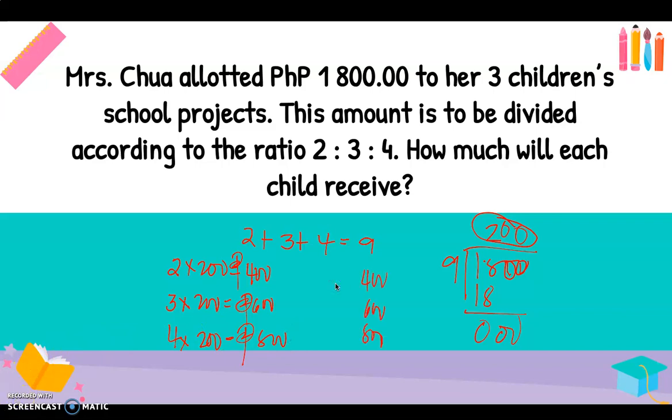Let's check if the total is 1,800. So the first child will receive 400 pesos, the second child will receive 600 pesos, the third child will receive 800 pesos. If we add that, let's make sure that it is 1,800. So 8 plus 6 is 14 plus 4. Yes, it's 1,800. So our answers are correct.